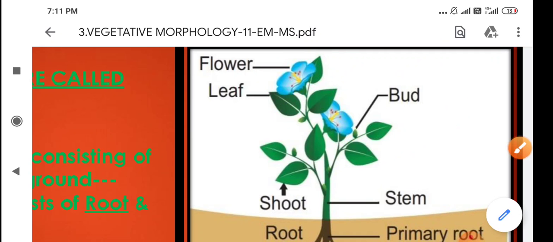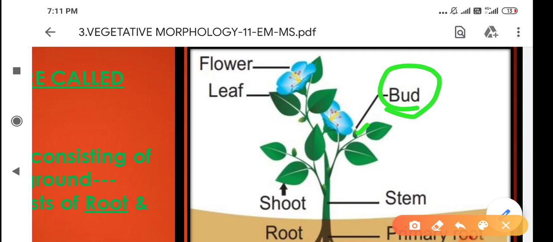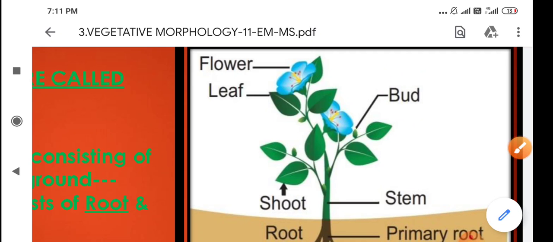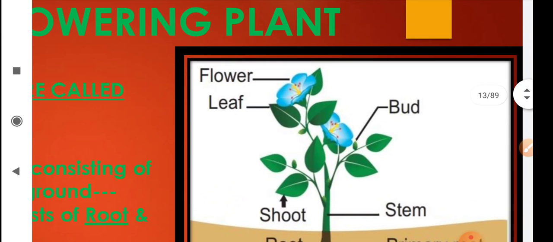Next we see about bud. The young stage of leaves and flower. What do we call the young stage of flower and leaves? Buds. The young stage of flower and leaves is called buds. The shoot system contains chlorophyll, so it appears green in color. Do you all understand? Then there is one more part, two points.